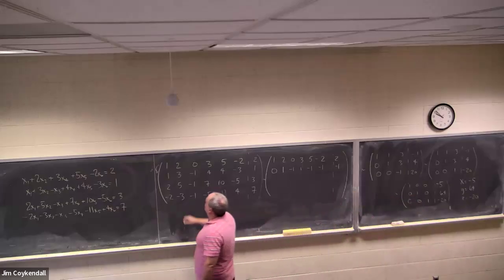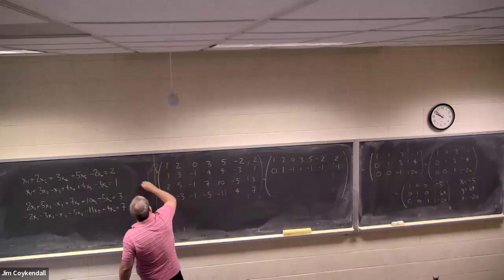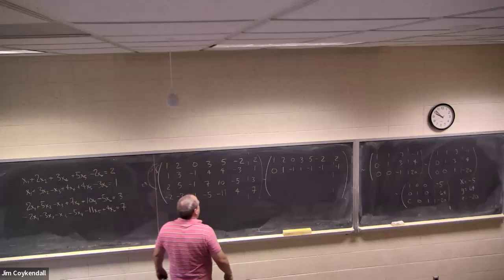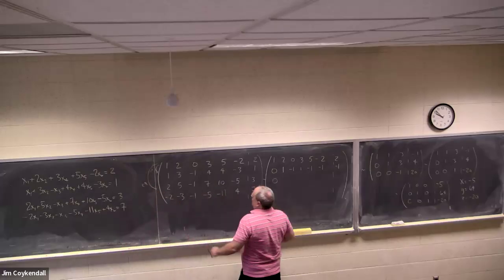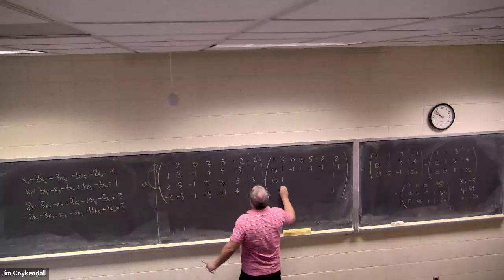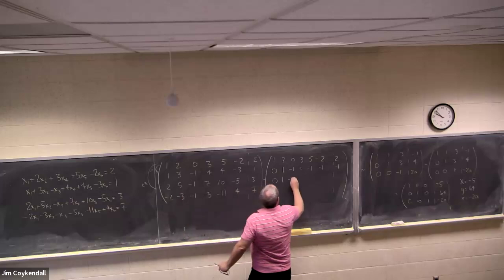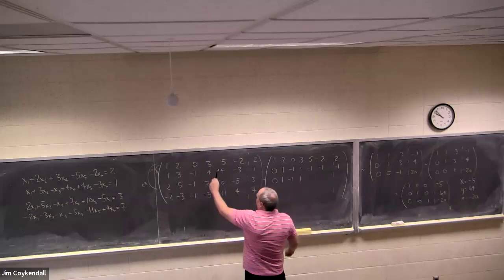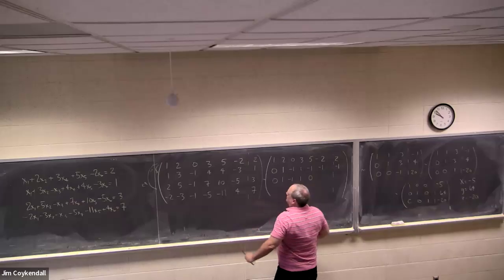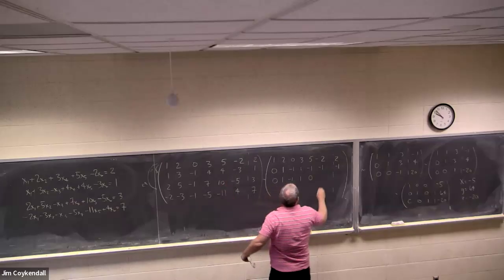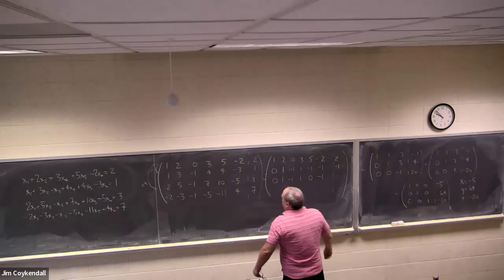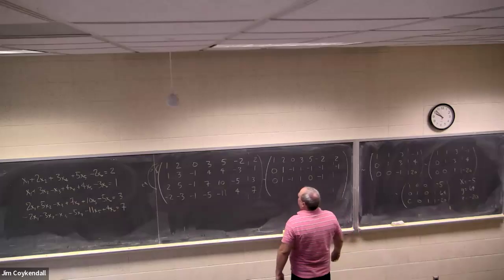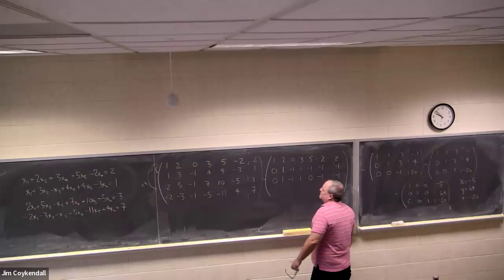Multiply the first one by negative 2 to take out the third row. 0, 1, minus 1, 1, 0, minus 1, minus 1.